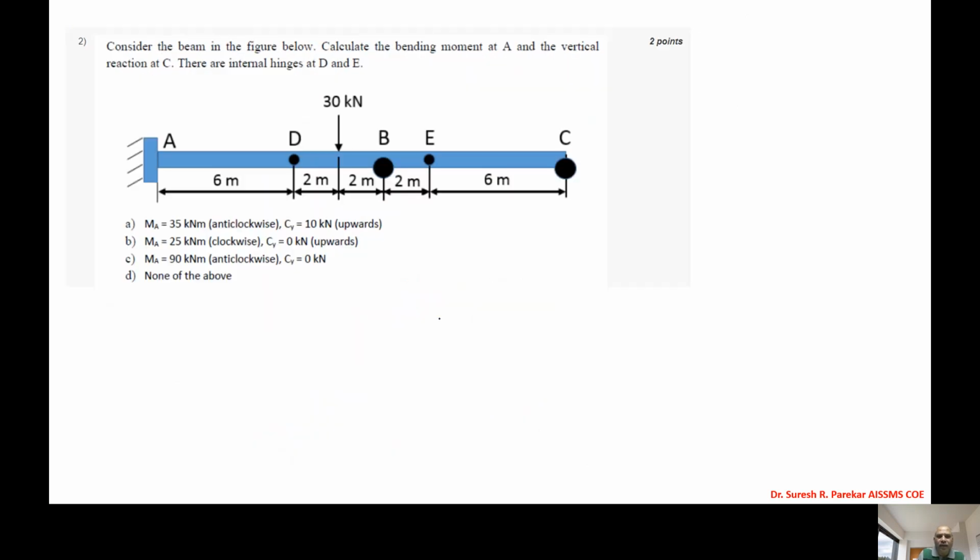We have to calculate the maximum bending moment at A and the vertical reaction at C. There are internal hinges at D and E. So here we have internal hinges. We will have a reaction at C, which we will call VC. Now we know about an internal hinge: moment from left and right are 0. So we will consider the right part of E.